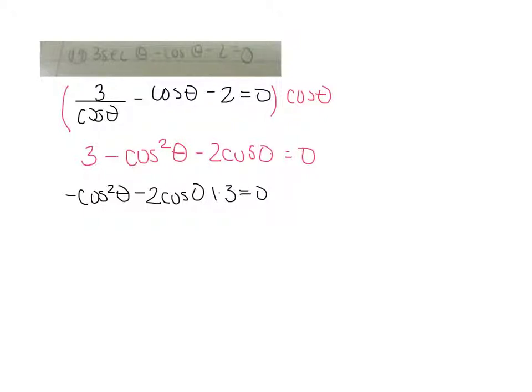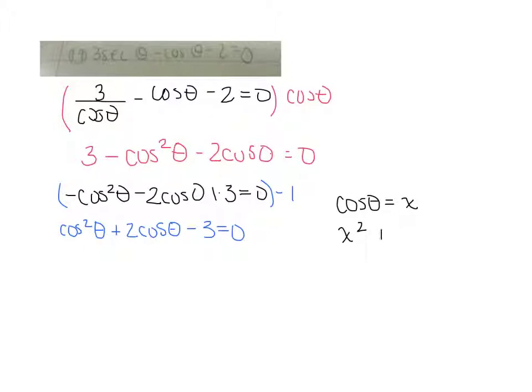And I'm going to want to factor this, so I'm going to go ahead and multiply through by negative 1. And we get cosine squared plus 2 cosine minus 3 equals 0. And it's really hard for me in my mind to mentally think about how to factor this. So what I do instead is take cosine theta and substitute x everywhere there's a cosine. So the new problem would actually say x squared plus 2x minus 3 equals 0. This makes the problem a lot easier to factor.